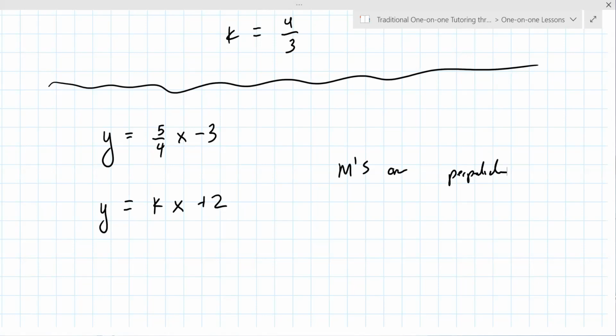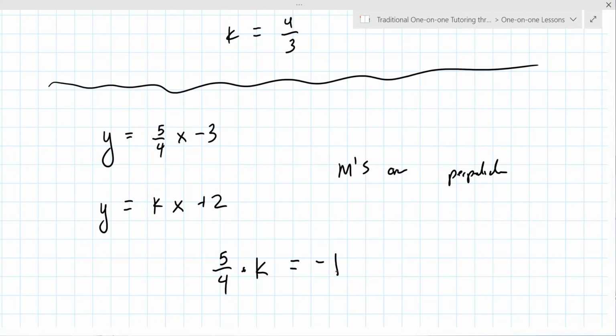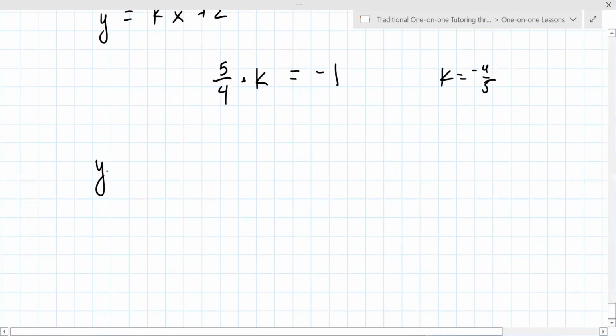Wait, which equation do you use? Well, you need both equations. You need the slope of the first equation. What's the slope of the first equation? 5/4. Mm-hmm. The slope of the second equation is k, and the product is -1. Okay. So you're just solving for k in this case. Oh, okay. -4/5. -4/5, yeah.